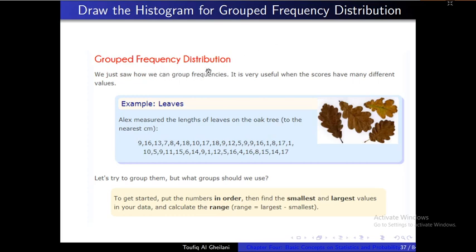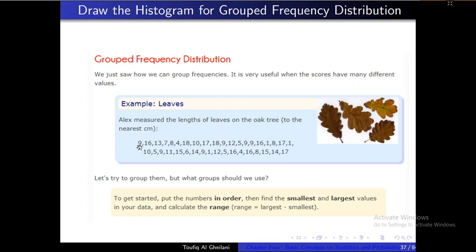Grouped frequency distribution. We just saw how we can group frequencies. It is very useful when the scores have many different values. Example, leaves. Look, these are the leaves of the trees. Alex measured the length of leaves on the oak tree to the nearest centimeter. He measured the length of each of these leaves.